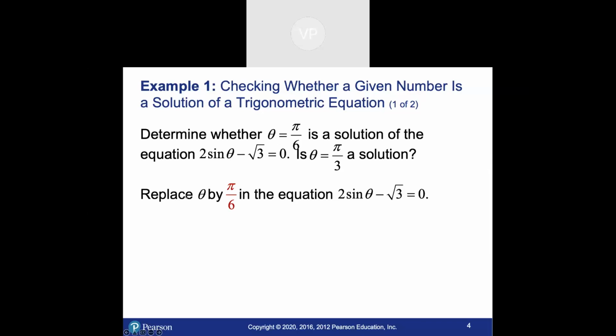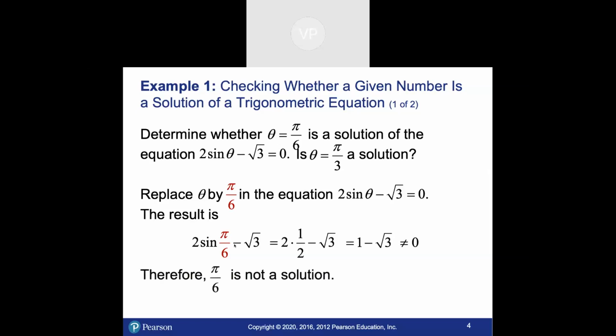Here we're going to replace all thetas with pi over 6, and we're going to check to see if it's true. So you plug in pi over 6, you get 2 sine of pi over 6 minus root 3. And again, it still equals 0, but I just want to see if this side equals 0. So remember what the sine of pi over 6 is. That's our 1/2. So when you take 2 times 1/2, you get a 1. 1 minus square root of 3, and that is clearly not going to be a 0. So what that tells you is pi over 6 is not a solution to this equation.